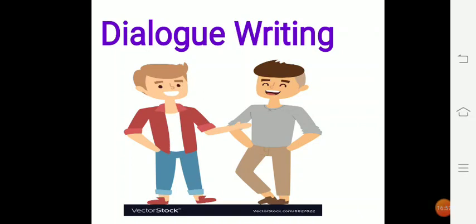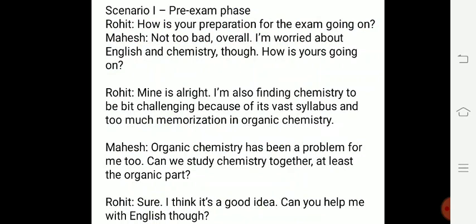Okay, now how to write a dialogue or conversation and how long it should be. The dialogue should generally be about 8 sentences because it is for 4 marks. So 8 sentences are enough. 8 to 10 sentences you can write in your dialogues. The names of the people participating in the dialogue should be mentioned. This is very important. Here you can see.